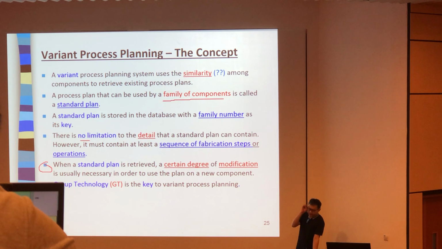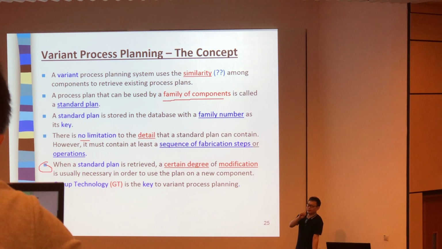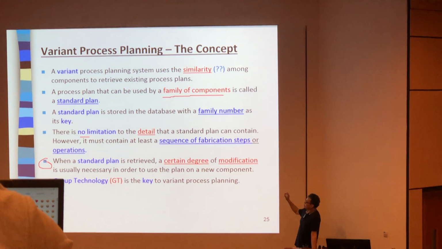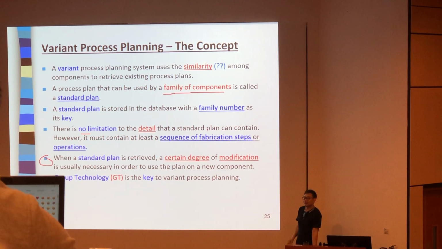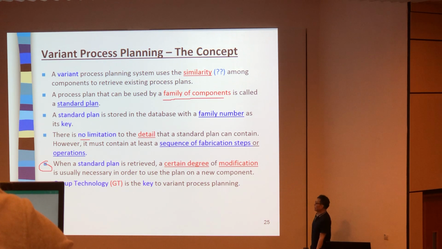All right. The first task is we need to conduct family identification. We need to match the new component to the existing family. We need to eventually find the family the new part belongs to. And then what? The next step is quite easy. You retrieve the standard plan, and then based on the actual requirement of the new component, a certain degree of modification is usually necessary in order to use the plan for the new component.